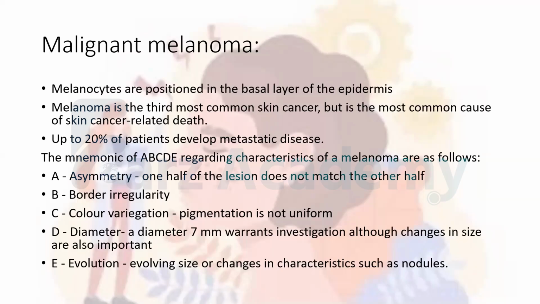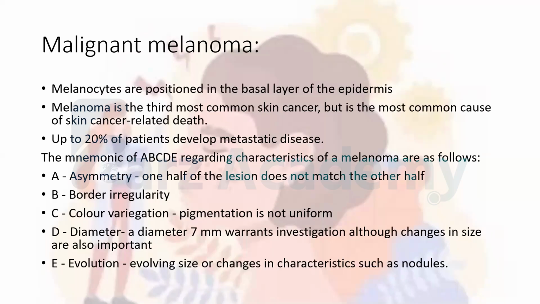Remember the mnemonic A, B, C, D, E. If these features are present, then it is better to rule out malignant melanoma. A for asymmetry, B for border irregularity, C for color variation or variegation, where the pigmentation of the lesion will not be uniform, there will be multiple colors in the lesion.